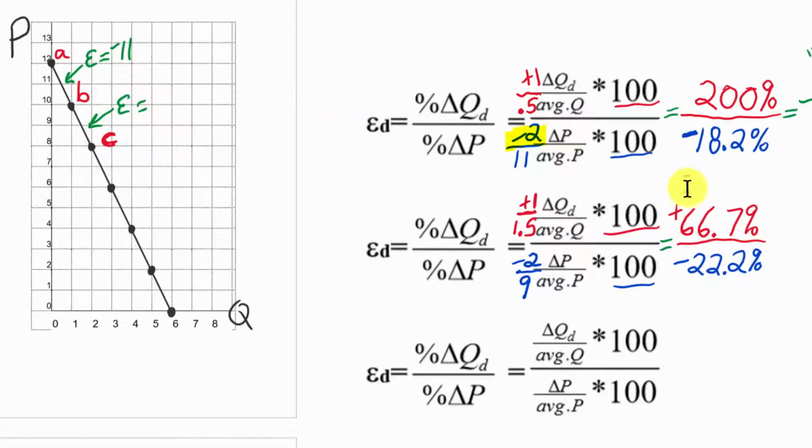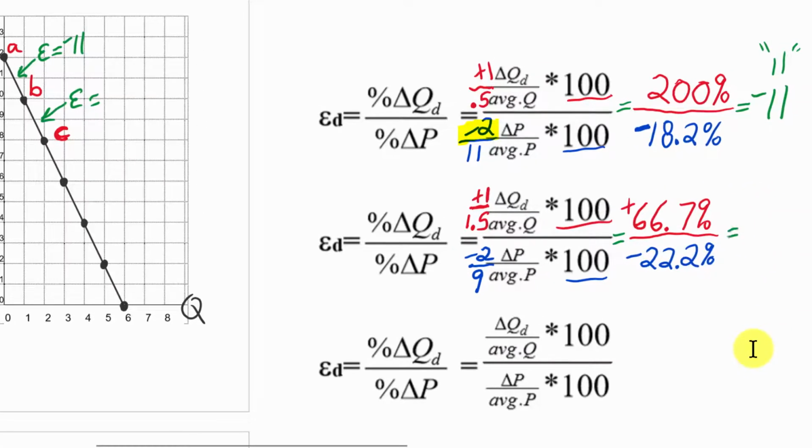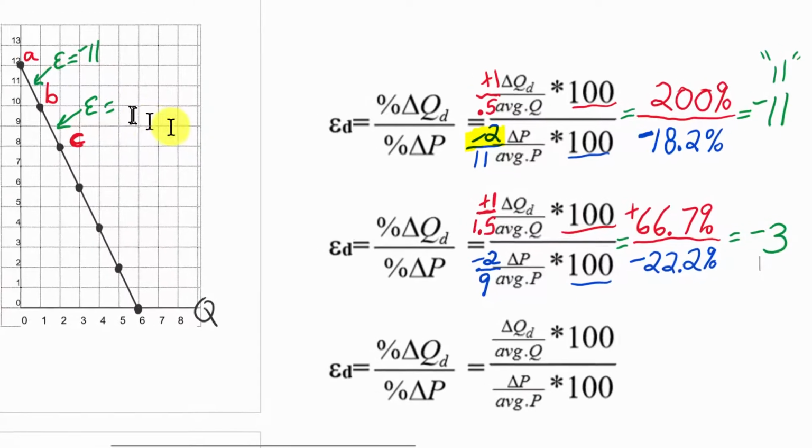And so what's our elasticity? Well, if we hadn't rounded that, this is 66.666666. On the bottom, 22.2 running, that's going to be 3. So minus 3 is our elasticity. Let's label that over here on the graph.